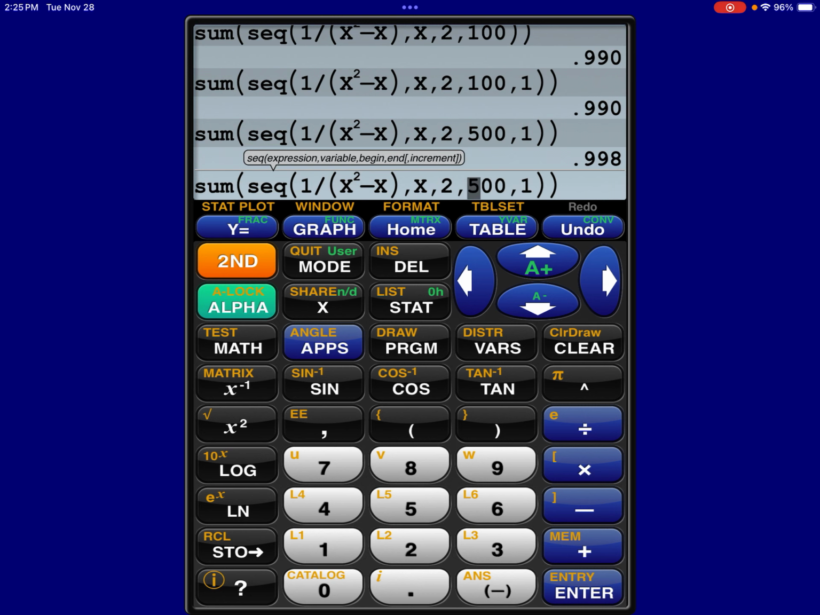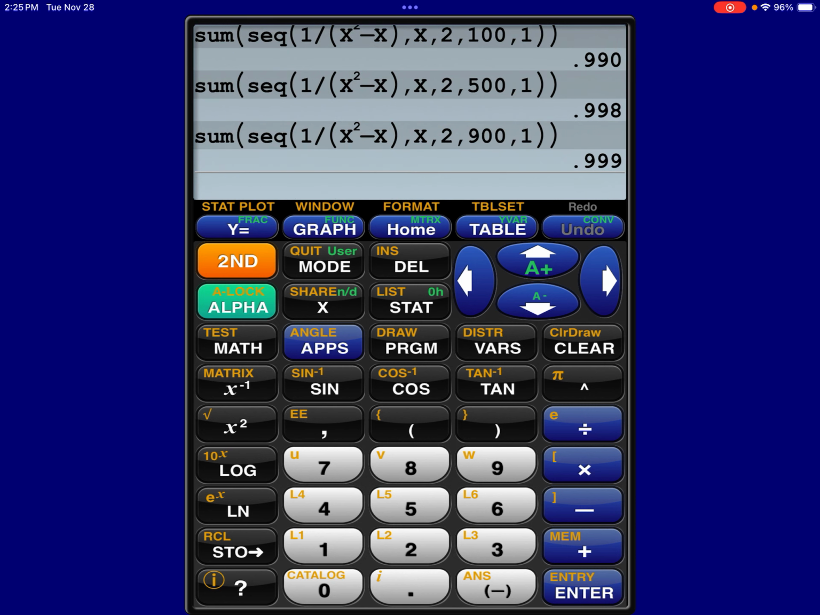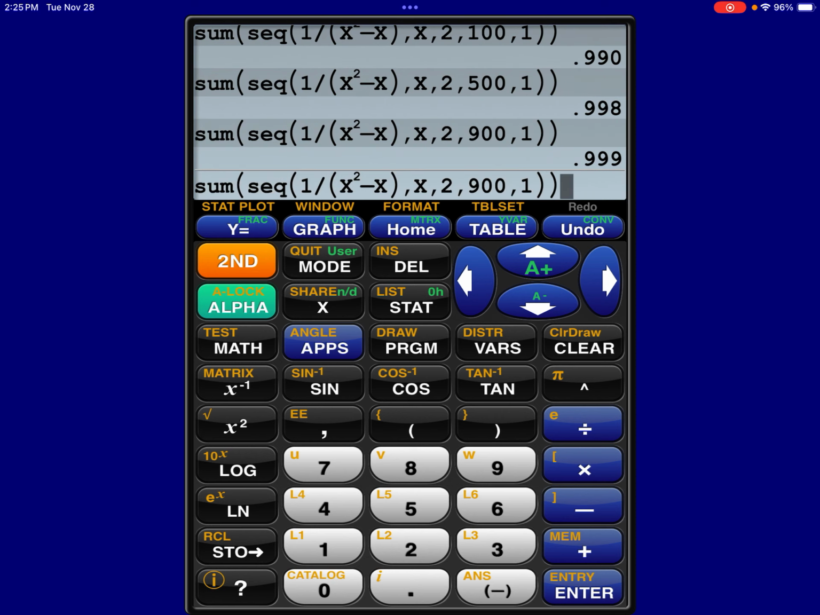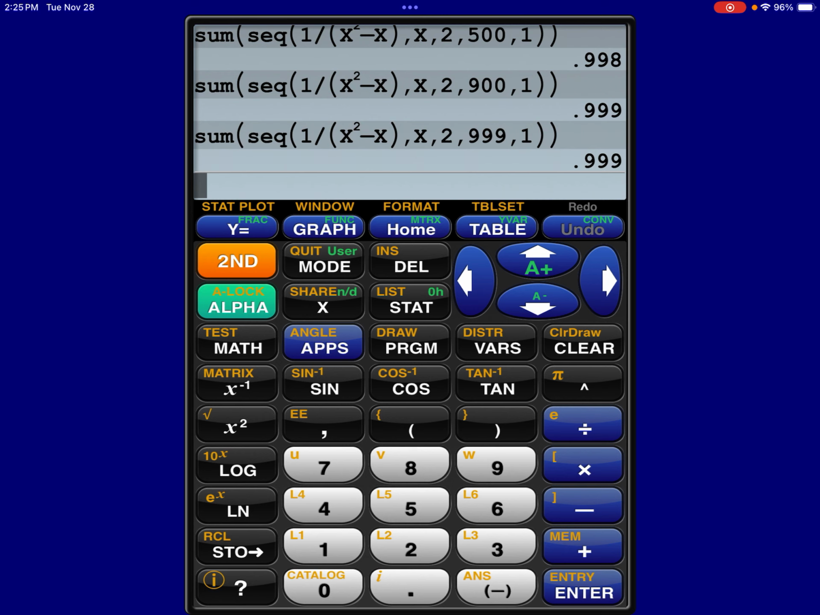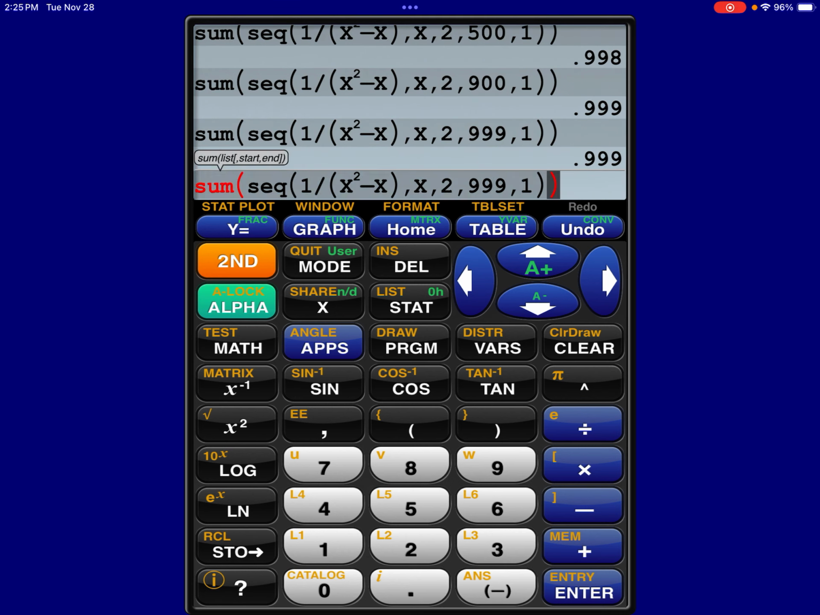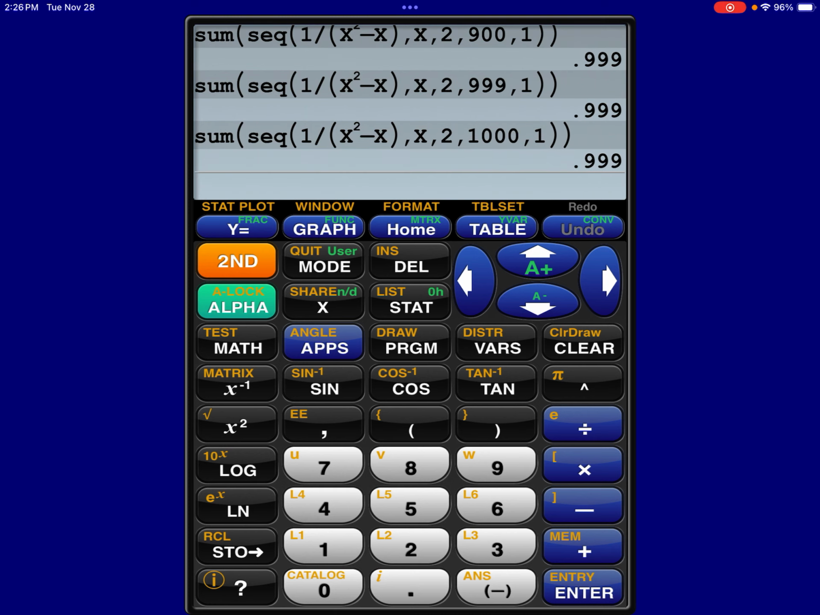How about if we do, can it do 900? Uh-oh, I think the answer is 1, 0.999. Let's try another. Can the calculator do 999? And you still get the answer 0.999. I'm pretty convinced. I believe the answer is actually 1. I just want to try one more. What about if I do 1,000? I'm trying to find where's the red line between what the calculator will do and where it gives up. So if you insert a 0, can it do 1,000? Yep, it can. So it's still 0.999.